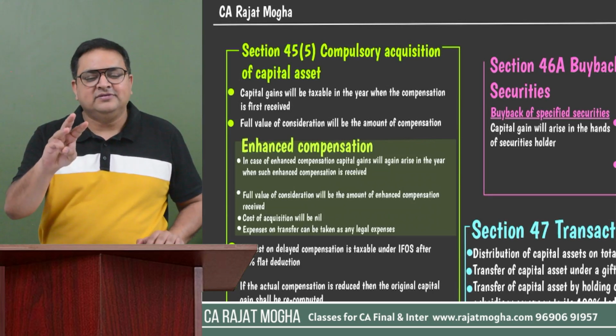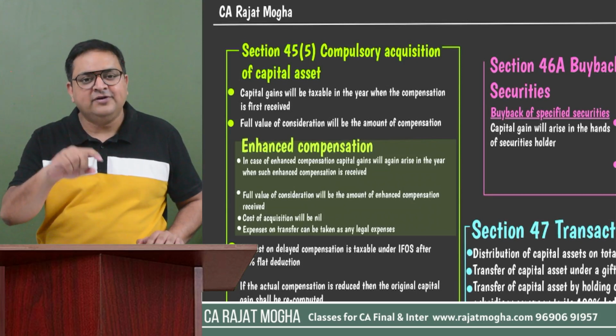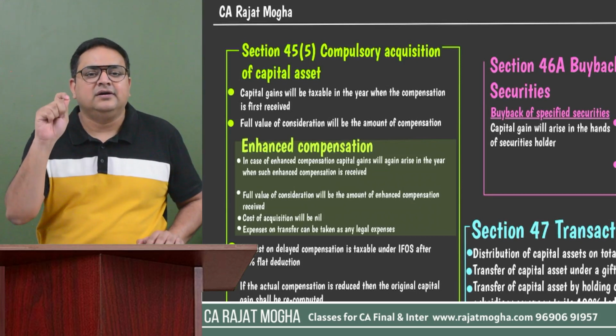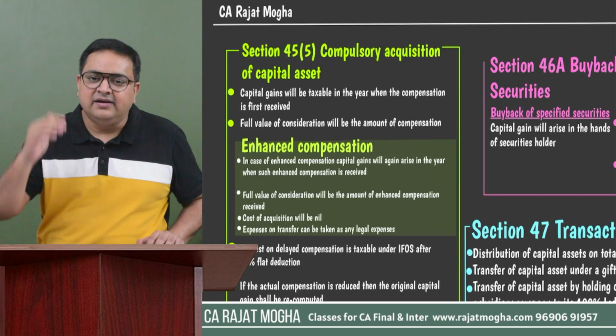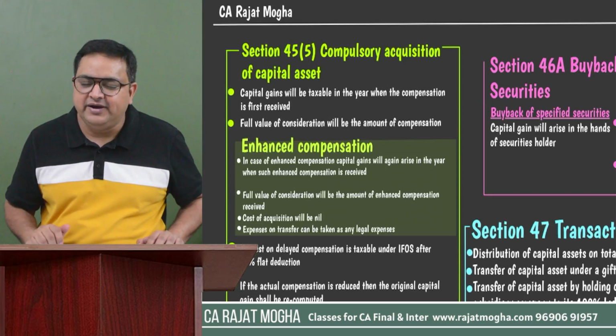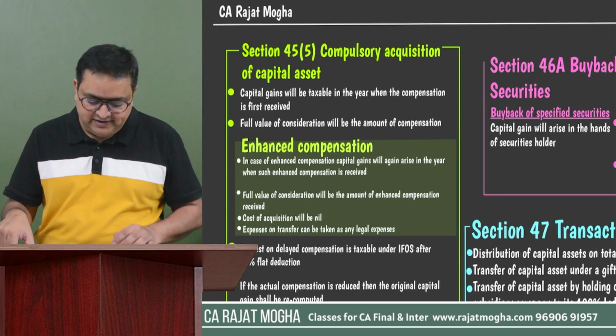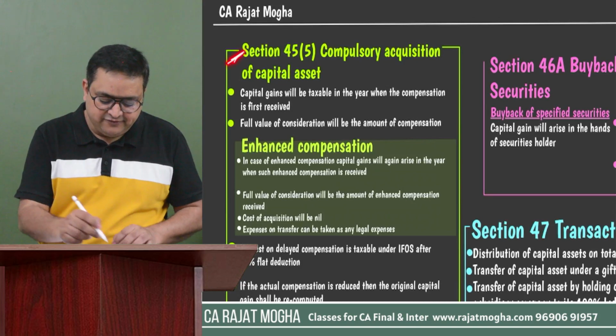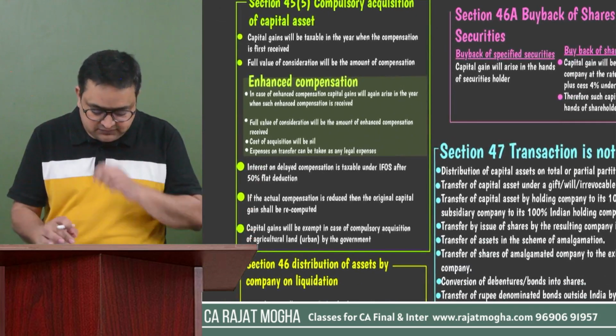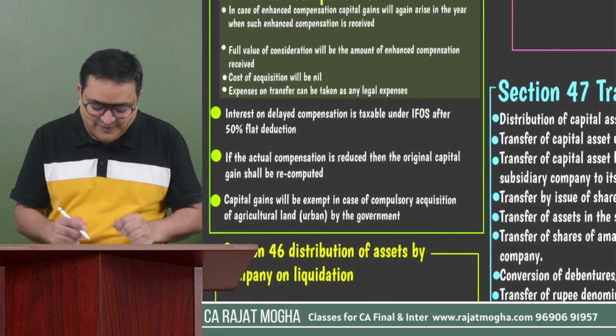Let's say 3 lakh rupees is the interest amount that will go in IFOS, but please take 50% deduction, and the remaining 1.5 lakh would only be taxable under IFOS. So this was all about 45(5). And okay, here is one more point.